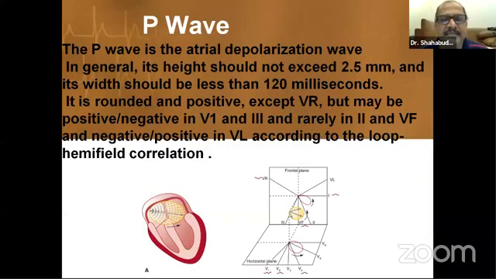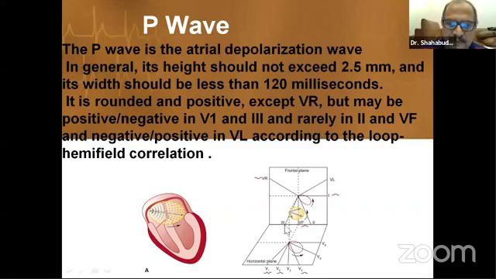The P wave is the atrial depolarization wave. In general, its height is 2.5 mm, and its duration should not be more than 120 milliseconds. It is rounded and positive except in aVR, but it may be positive or negative in V1 and lead 3, and rarely in lead 2 and aVF, and negative or positive in aVL depending upon the loop and the hemifield correlation.